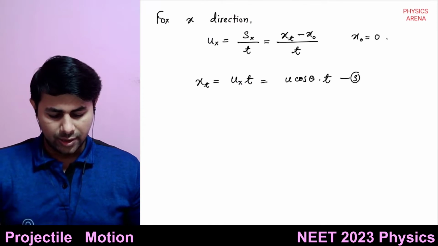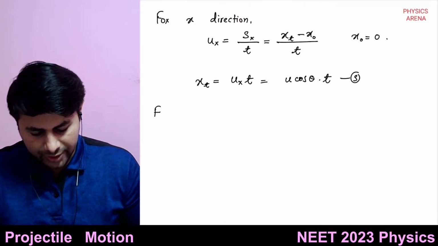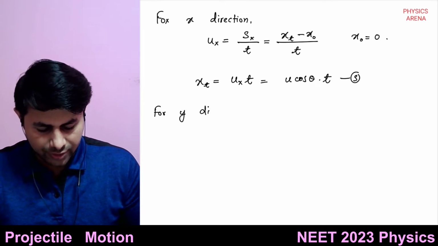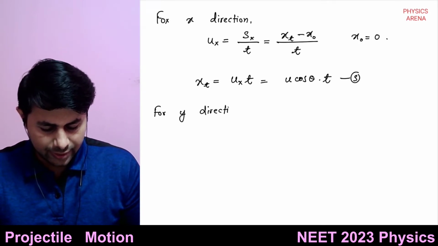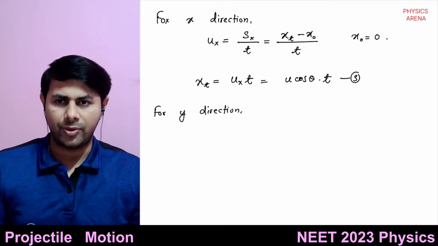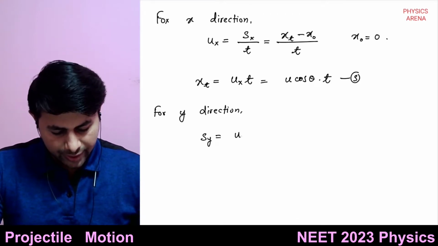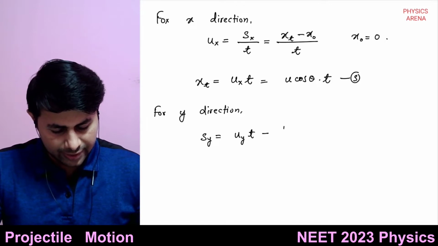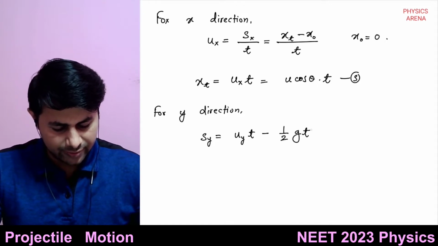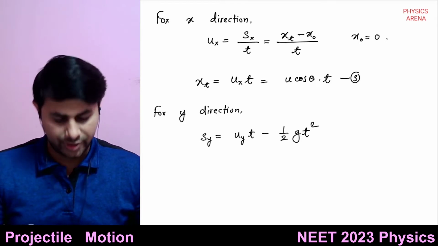Okay, after that, for y direction, what can I say for y direction? It is uniformly accelerated motion, right? Motion in y direction is uniformly accelerated motion or uniformly decelerated motion. So you can write sy is equal to uy times t minus half of gt square. Okay, because acceleration is what? It is minus of g.